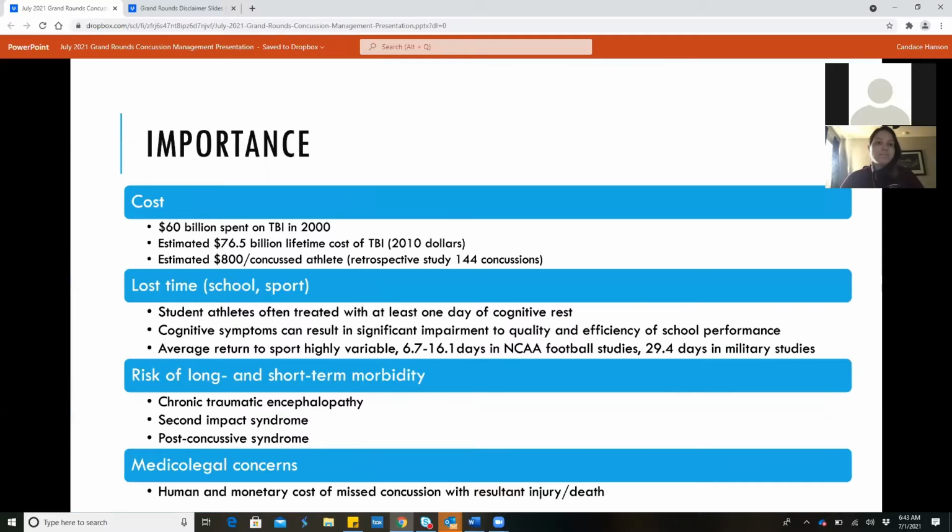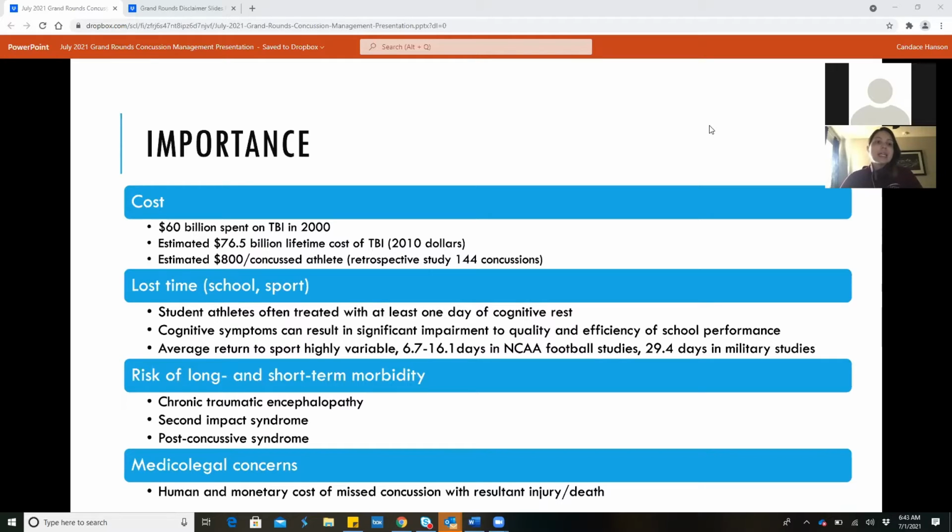Go ahead, next slide. So why is this important? More than $60 billion was spent on TBI in 2000. It's hard to find really consistent updated data since that time, but that is, of course, across all traumatic brain injury, not just concussion. So some of those are much more severe than concussion injuries. It's estimated that for any traumatic brain injury, the lifetime cost of lost time from work and medical costs and everything for one patient is $76.5 billion, and that's in 2010 dollars.